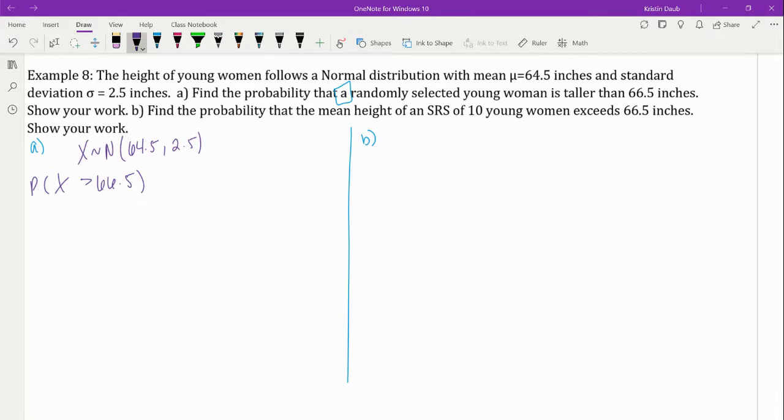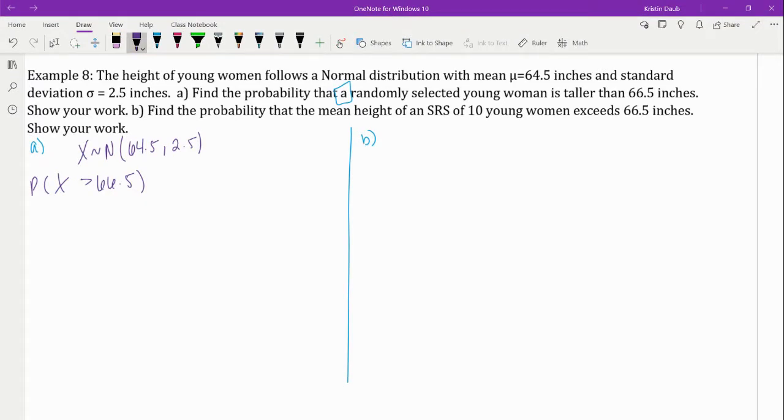This is nothing that we haven't done before. We've been doing this since the beginning of the semester. We're looking for just the probability that one woman picked out of the population is taller than 66.5 inches. So we first want to calculate our z-score. Make sure you sketch your normal curve, plug it into your calculator or use the table, and let's find the probability.